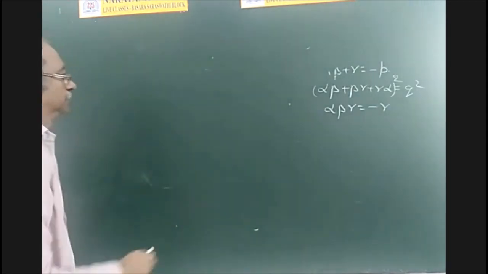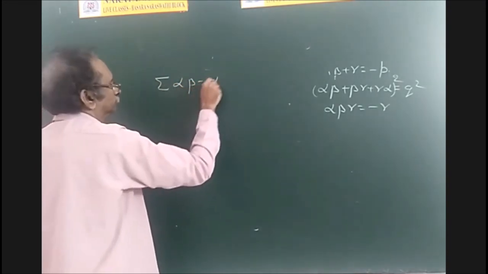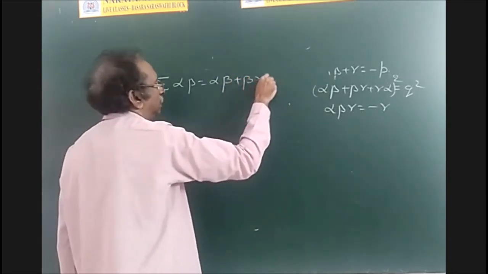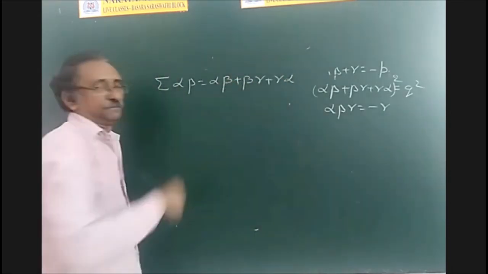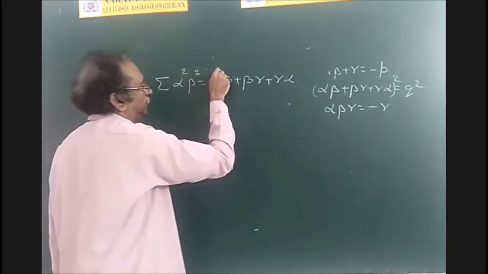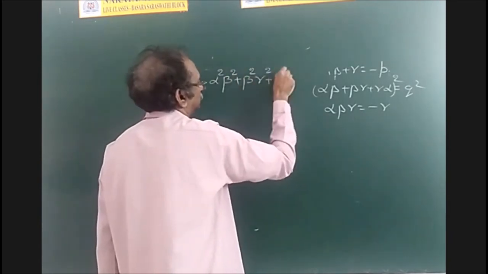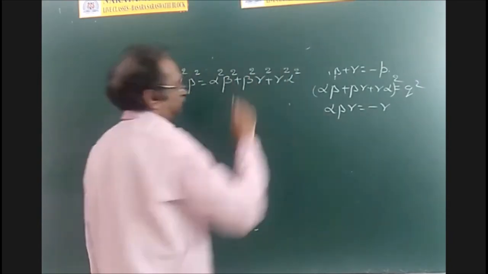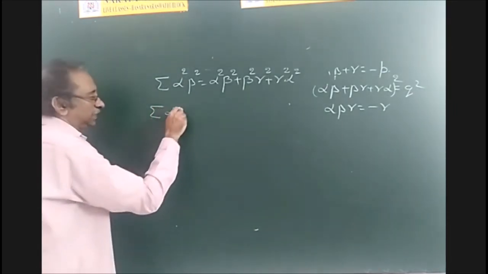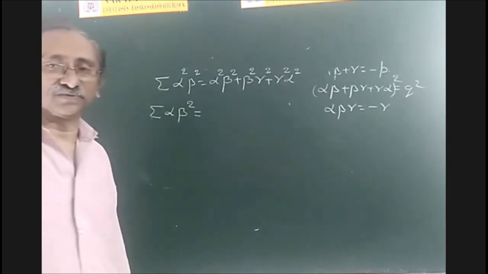So you see, sigma alpha beta means alpha beta plus beta gamma plus gamma alpha. That is cyclic order. Suppose sigma alpha square beta square means alpha square beta square plus beta square gamma square plus gamma square alpha square. But what is sigma alpha beta square?